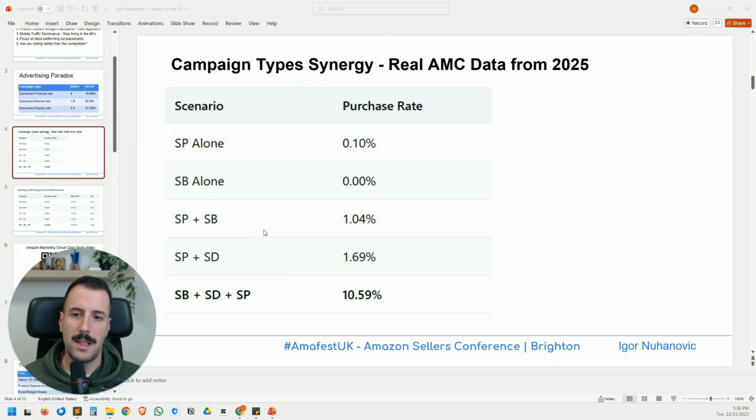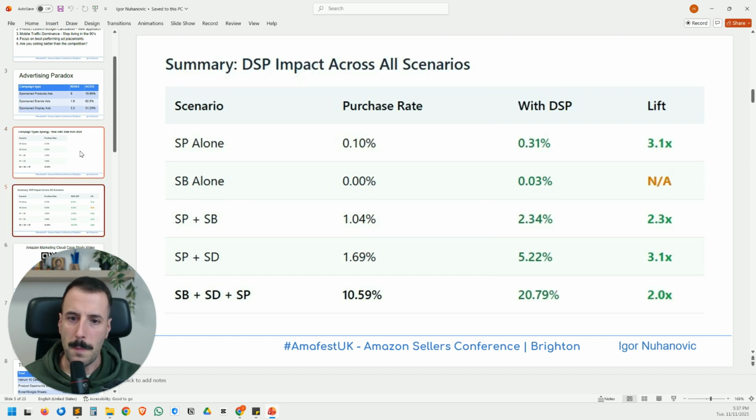But what's the DSP impact on all of that? So this is the real data. So before DSP, with DSP, before DSP, with DSP. So there's a lift. On sponsored products alone, combined with the DSP, purchase rate went up 3.1 times. Then sponsored brands alone didn't see much of an increase in this example, but on other accounts I've seen that. Sponsored products and sponsored brands saw an increase of 2.3, and then you get the point.